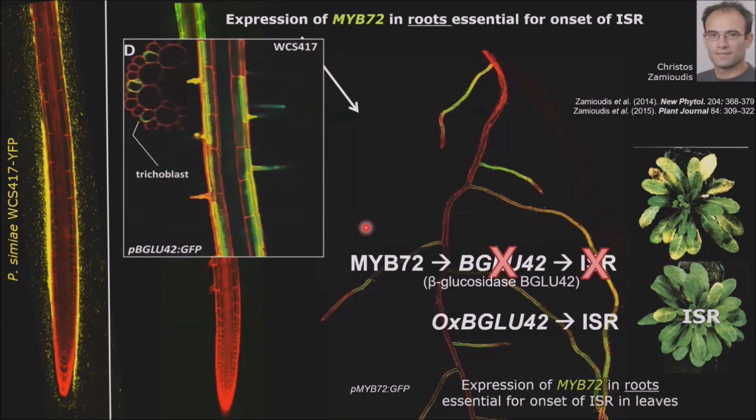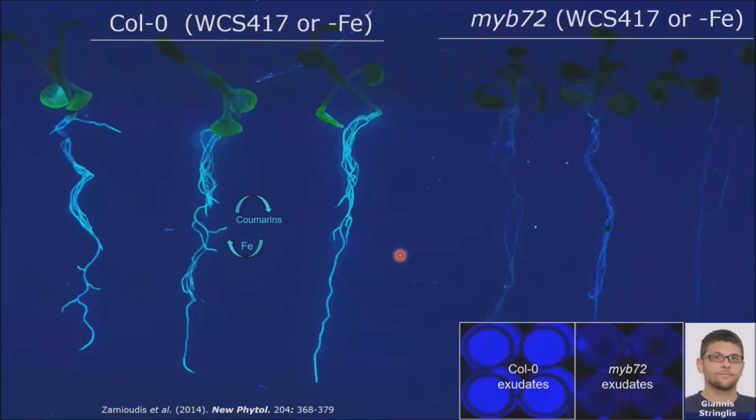Most importantly, if we overexpress this beta-glucosidase, so beta-glucosidase 42 overexpressors, they show a constitutive enhanced level of resistance against different types of pathogens. So we believe that this leads to a constitutive expression of ISR. So this is an important thing to remember. That was the part about induced resistance.